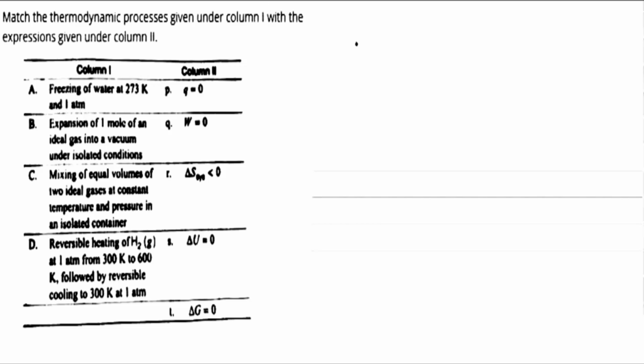During the freezing of water at 273 Kelvin and 1 atmosphere, the entropy change of the system is negative, and the free energy change is 0. Delta G is 0. So our option A will go with R and T.